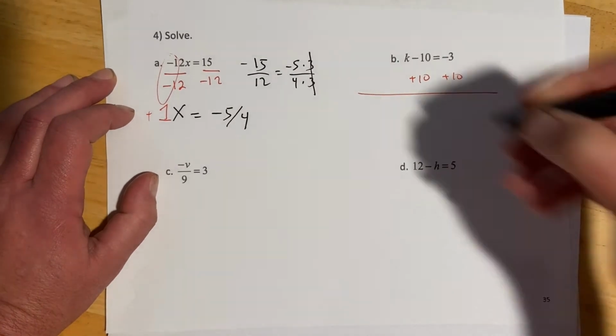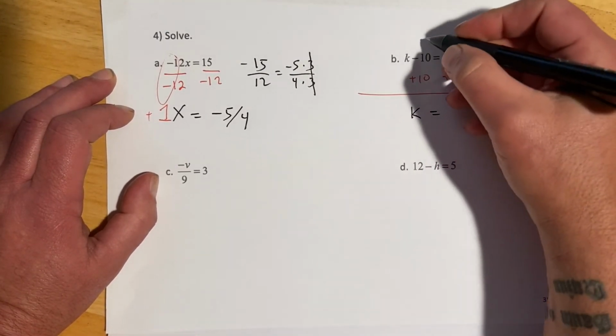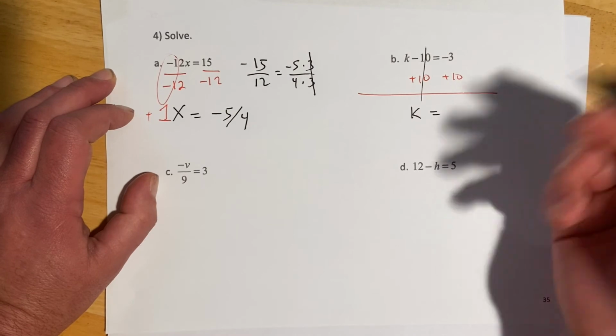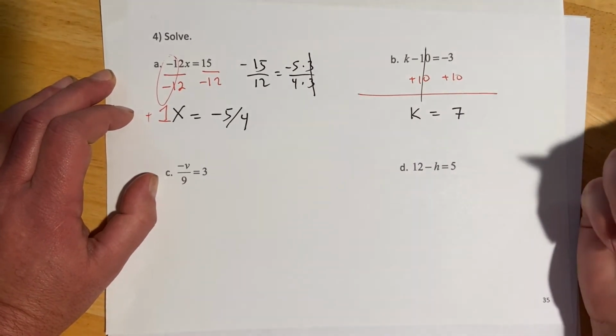So we'll add our 10 to both sides over here, and that gets me k. Those are gone, down 3, up 10, so I would have $7 if that was money.